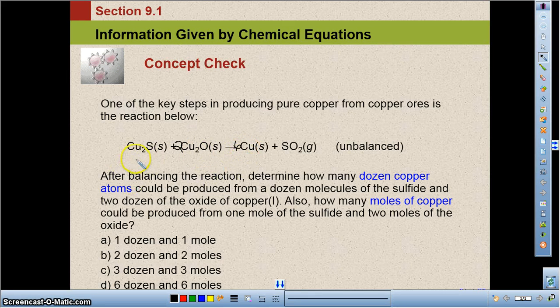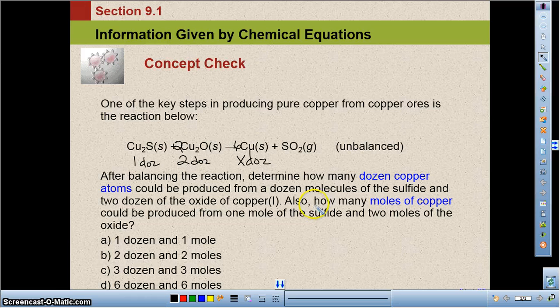So now that it's balanced, let's write the information that we know underneath. After balancing the reaction, determine how many dozen copper atoms. So I'm going to put X dozen underneath the copper, because that's where we want to go. Could be produced from a dozen molecules of the sulfide. So we write 1 dozen here, and 2 dozen of the copper(I) oxide.